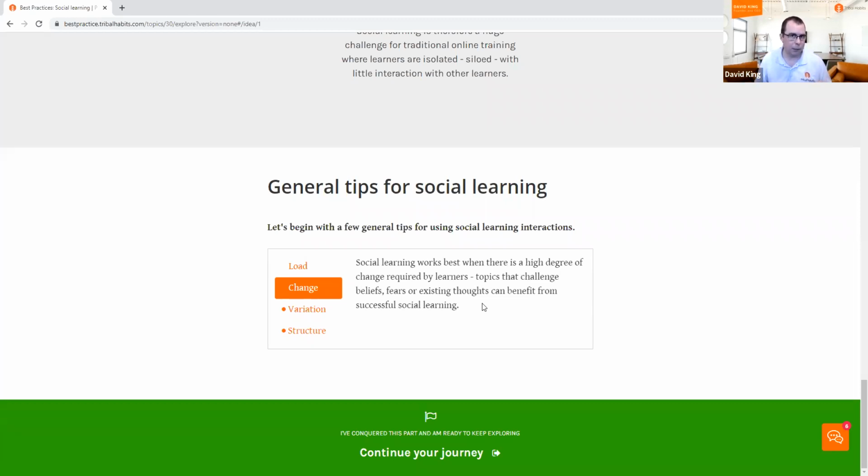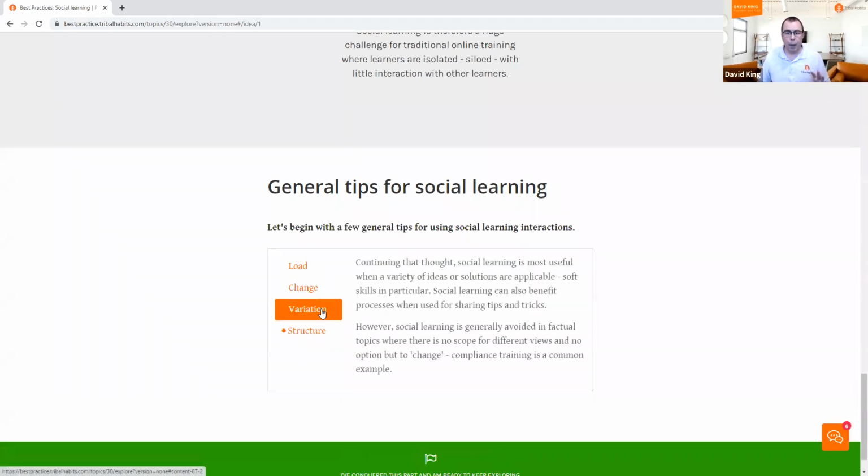So a lot of soft skills benefit in this respect. Anything in sales or service or management or leadership, inclusivity or diversity, where we're challenging beliefs, behaviors, or fears. Social learning is great because they can get positive reinforcement from their peers. Anything as well that has variation in content. So I think when you're teaching something where there's multiple ways to achieve a goal, social learning is really good.